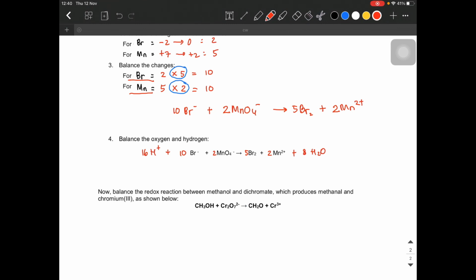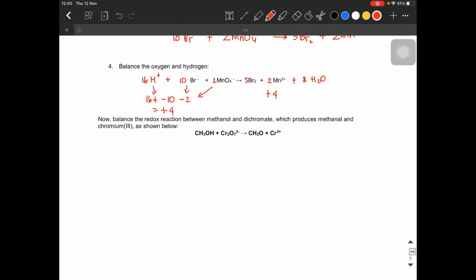But to check whether this equation is correct or not, we have to confirm by calculating the total charge of all the substances at the left and the total charge of all the substances at the right. So now we have 16 plus here, and minus 10 here, and negative 2 here. And now at the right we have only positive 4. Is it correct? This total is equal to positive 4. Yes, it's correct.